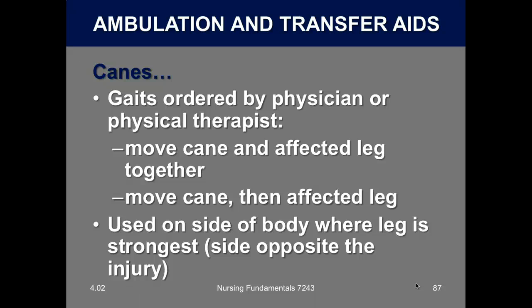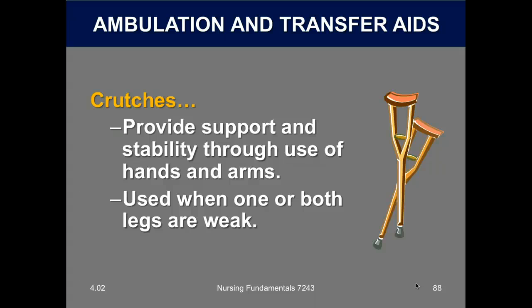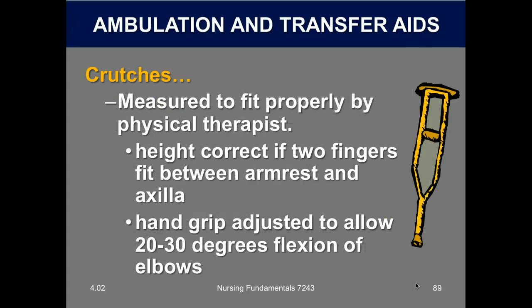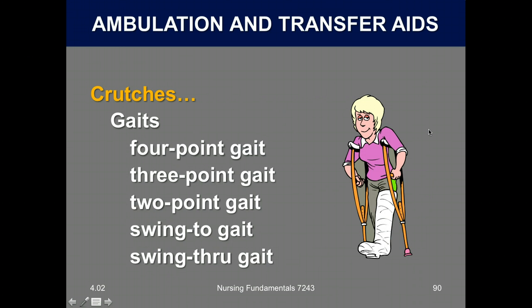It's used on the side of the body where the leg is the strongest, so it's the opposite side of the weak leg. Crutches provide support and stability through use of hands and arms. It's used when one or both legs are weak. Measured to fit properly by the physical therapist. The height is correct if 2 fingers fit between the armrest and the axilla. This is the armrest. The hand grip is adjusted to allow for a 20 to 30 degree flexion of the elbows.